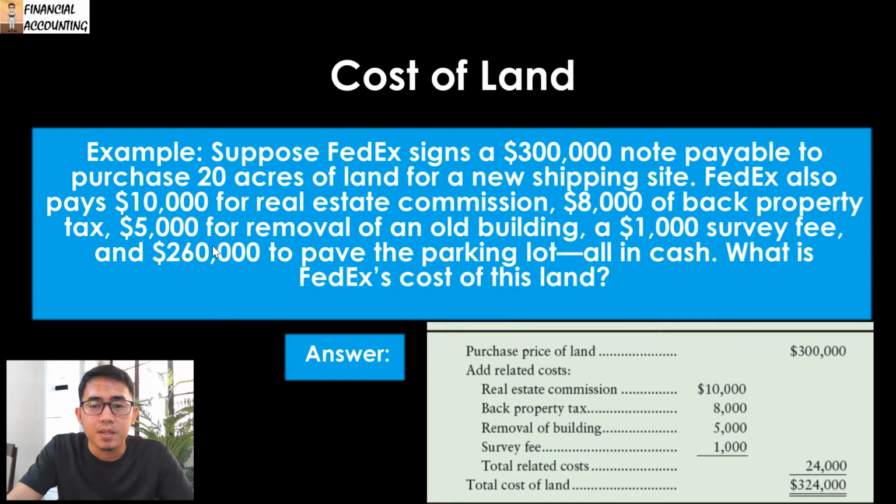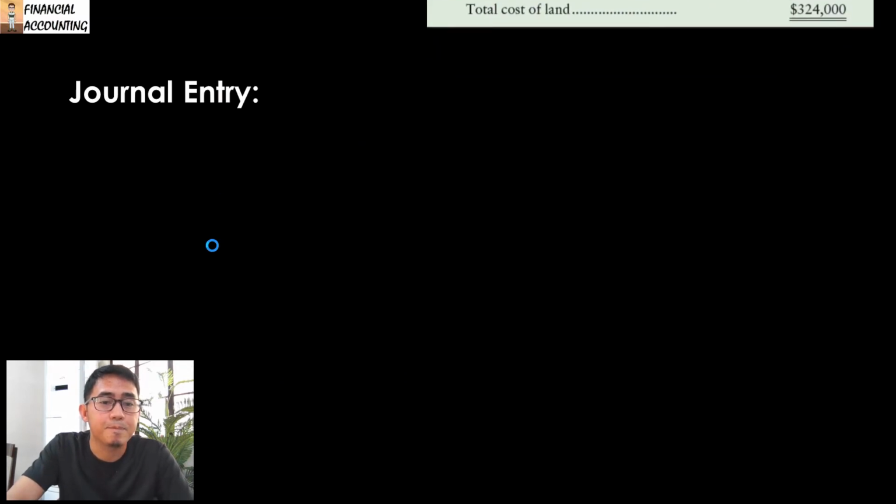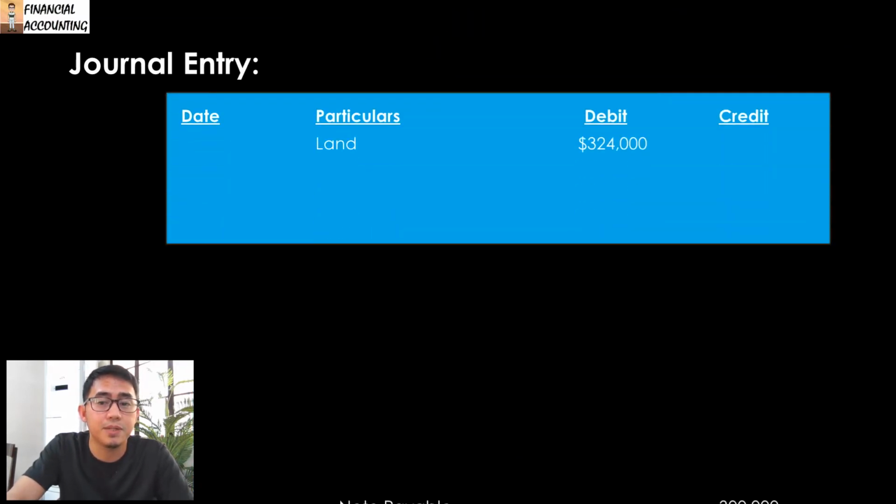Okay, again, if you made an improvement in the land, which is subject to depreciation, that should be recorded under land improvements and not part of the cost of the land. Okay, so our journal entry would be debit land, credit note payable, and credit cash.